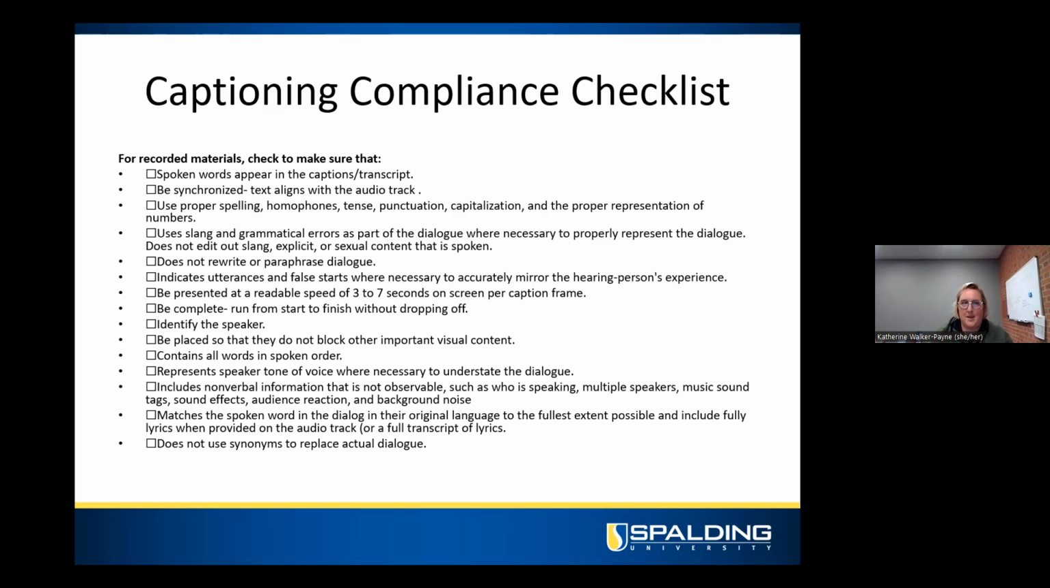You don't want to edit out any slang, sexual content, or explicit content, even if it's spoken. If a hearing person is going to hear it, the reader who's reading the captions should have the same experience in terms of what's being said. Even little things, like if there's background music, it should describe the background music. If somebody's using a lot of filler words, that should be included in captions. Speakers should be identified. All of these different things for any kind of recorded material are really important to make sure that captioning is there.